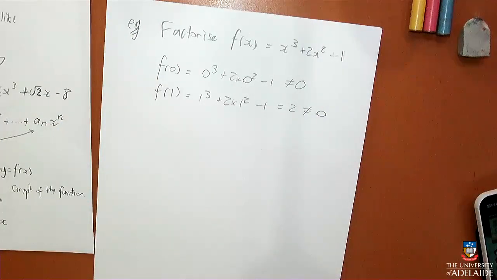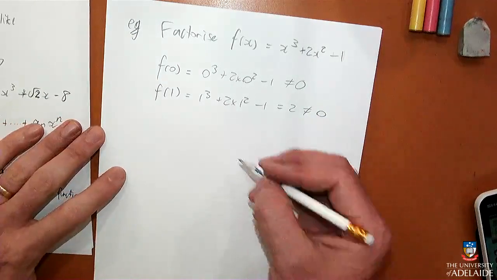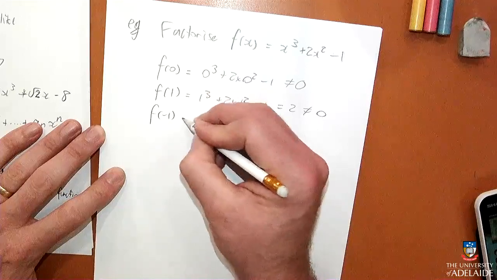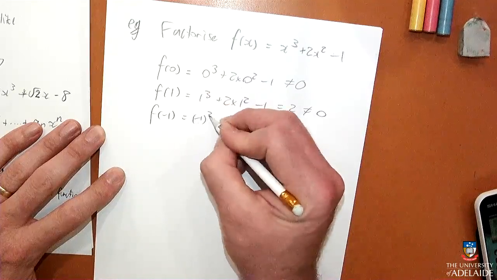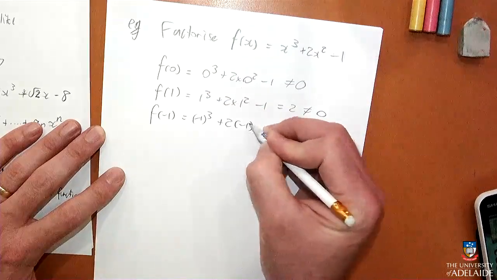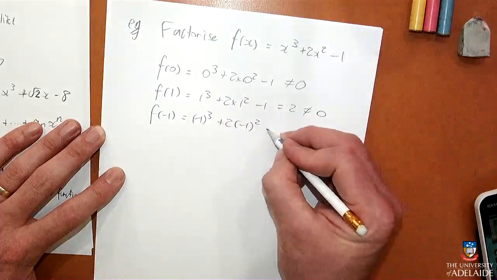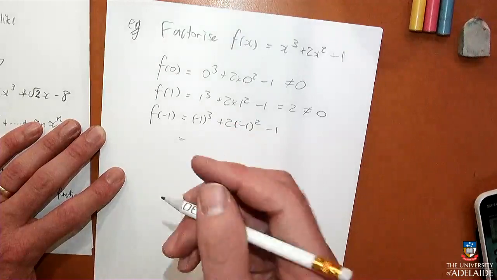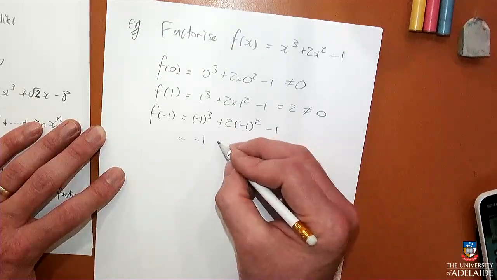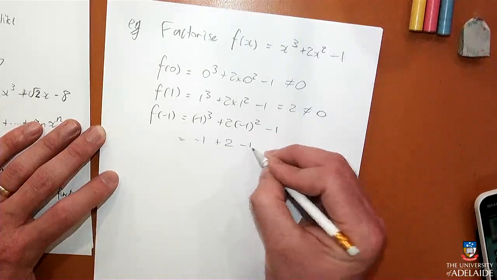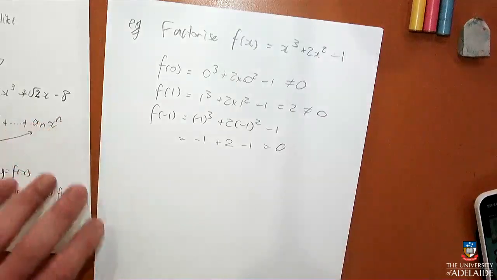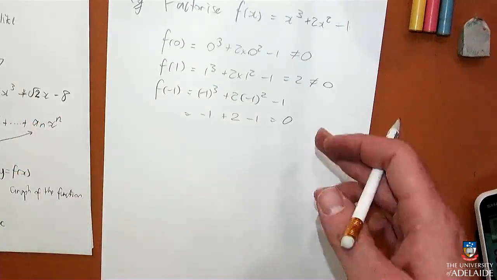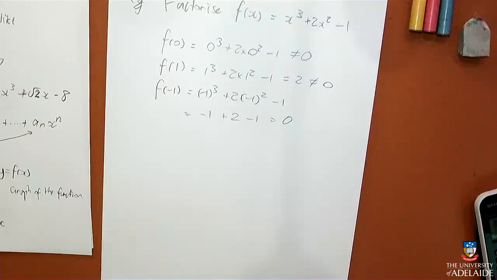Okay. Let me try minus 1. So minus 1 cubed plus 2 times minus 1 squared minus 1, which would be, now minus 1 cubed is minus 1 times minus 1 times minus 1, which is negative 1. Minus 1 squared is just 1. And that is 0. So the fact that this comes out to 0 means the remainder, when I divide by x plus 1, should be 0.